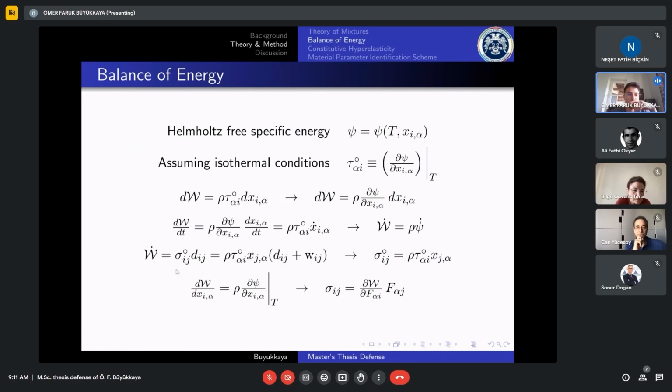And the elastic stress power, where sigma ij is Cauchy's stress tensor and dij is the strain rate, should be equal to the time rate of change of the strain energy density. By using this, we can relate the thermodynamic tensions and the Cauchy stress tensor. And by using the relation between C and W, we can get a general definition for the Cauchy stress tensor.